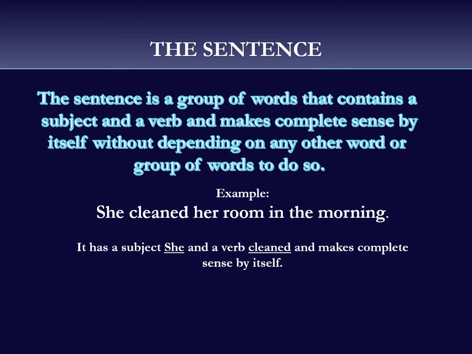For example, she cleaned her room in the morning. Now here in this sentence we can see that it has a subject, she, and a verb. The verb is cleaned, and it makes complete sense by itself. When we read the sentence, we can understand what it means. So any group of words which, when read completely, conveys the meaning, or we can understand what the sentence is telling us, then that group of words is a sentence.